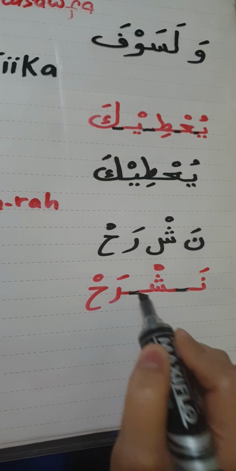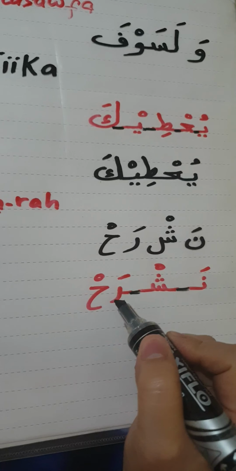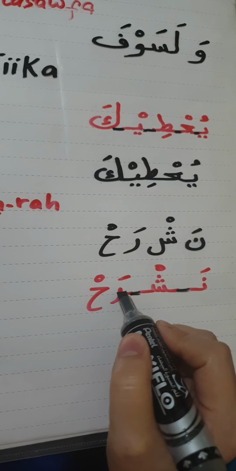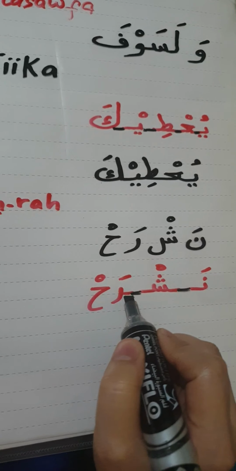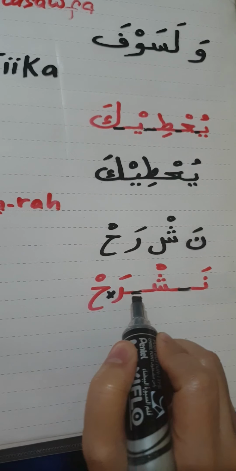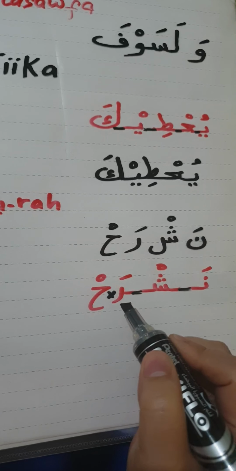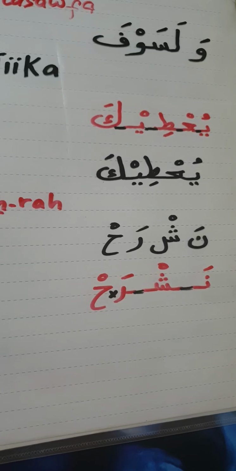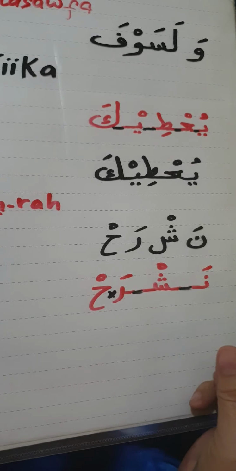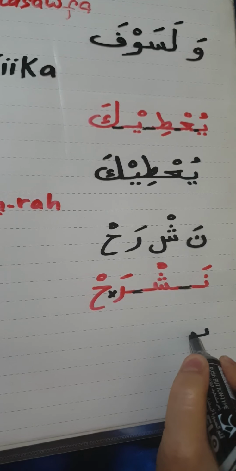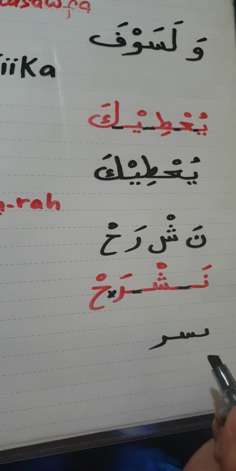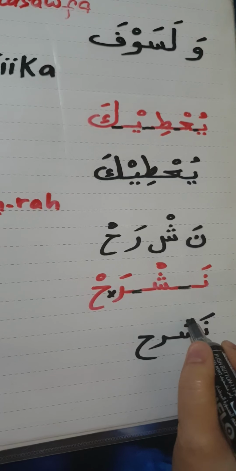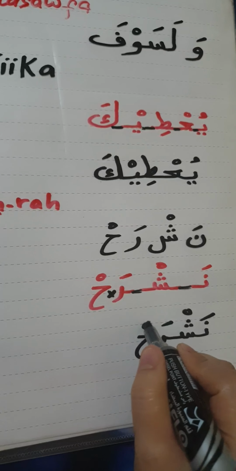Okay, now the ha will be standing alone, because as we have said, the ra cannot be connected after, so there's no connection between these two, so that's why the ha goes back to its isolated form. So now let's write them. Nashrah, nashrah, like that.